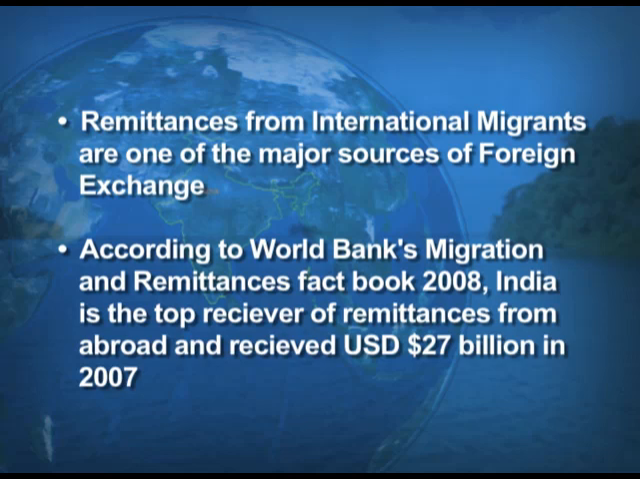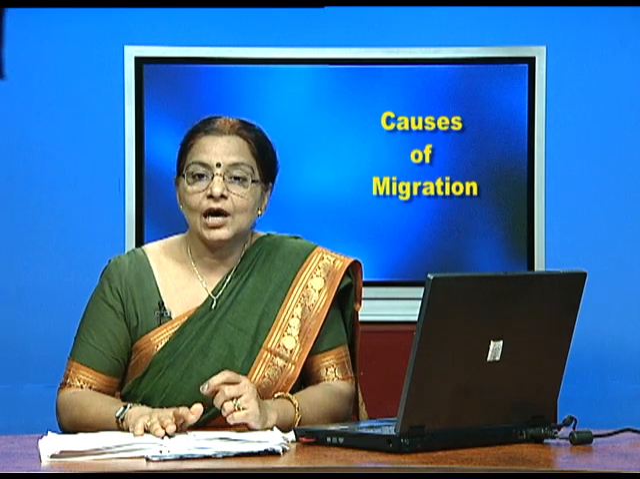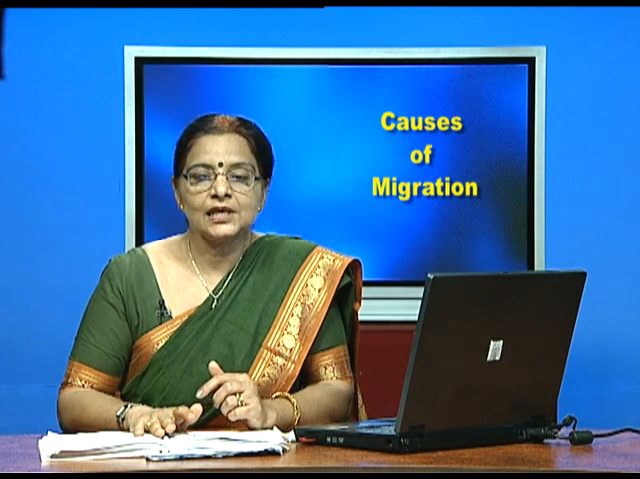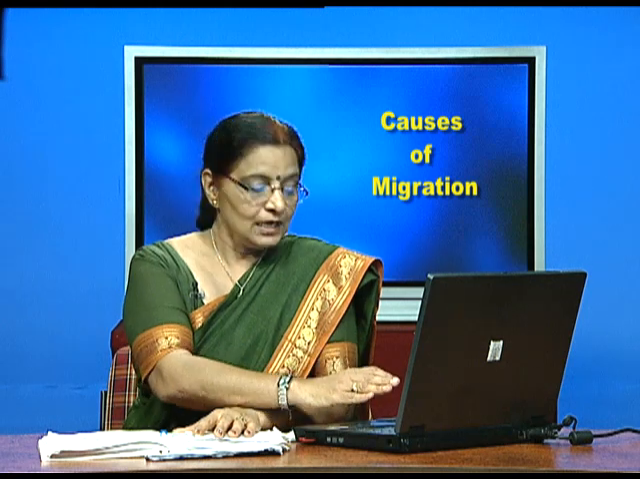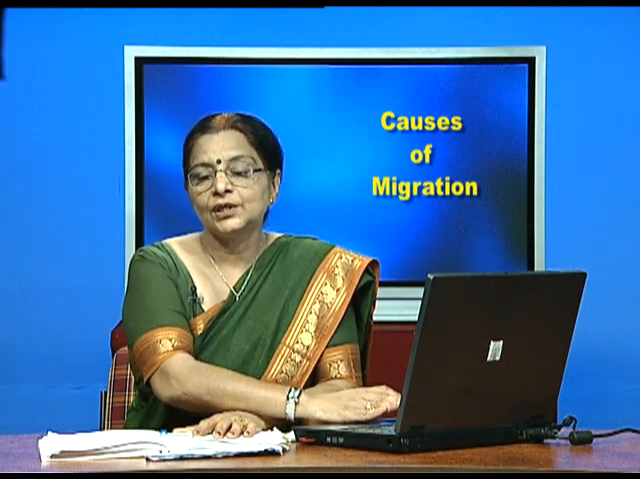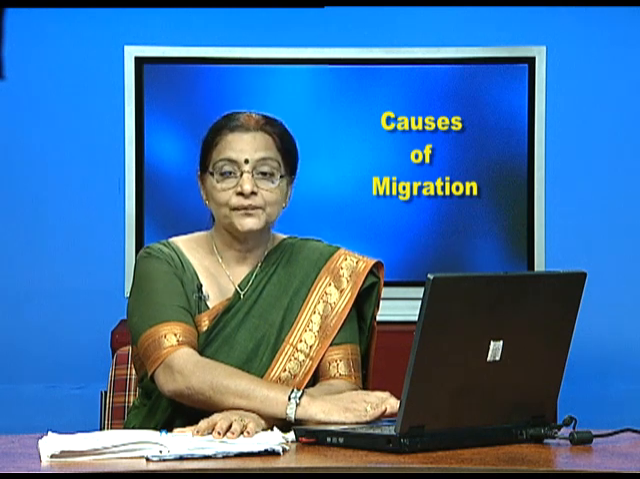So, there is data indicating how much of the foreign exchange we earn out of this foreign migration. According to the World Bank's Migration and Remittances Factbook 2008, India is the top receiver of the foreign exchange. That is, India received USD 27 billion in 2007. So, children, you can imagine how many people have made the international migration. So, with the result, India is getting the foreign exchange. So, this is a positive consequence of the migration.